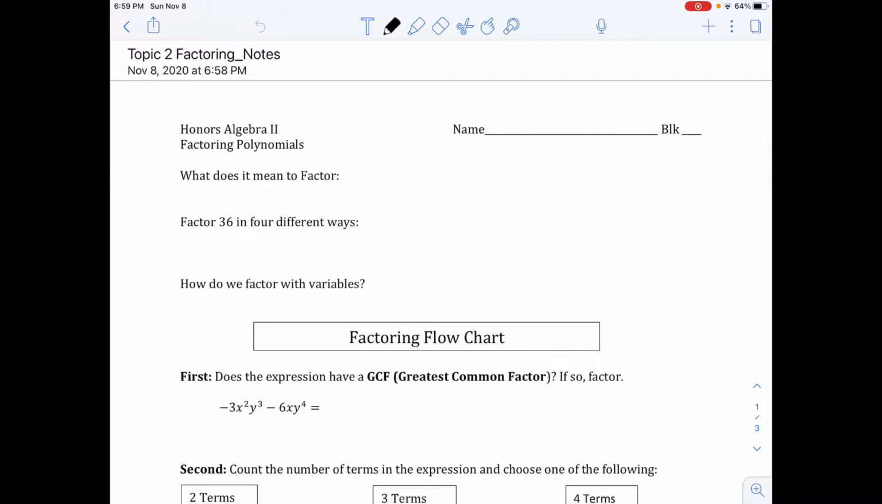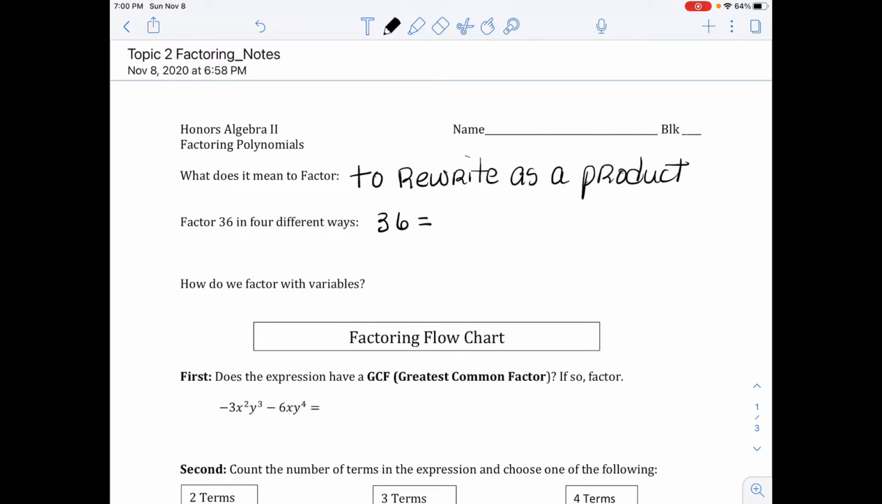So we're going to start by reviewing what it means to factor. To factor means to write as a product. To factor means to rewrite as a product. So if you were asked to factor just a number, you would rewrite that number as a product of two other numbers.